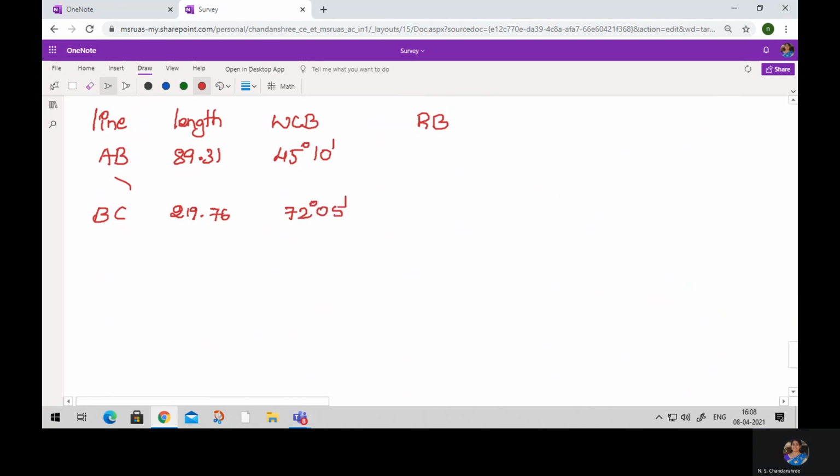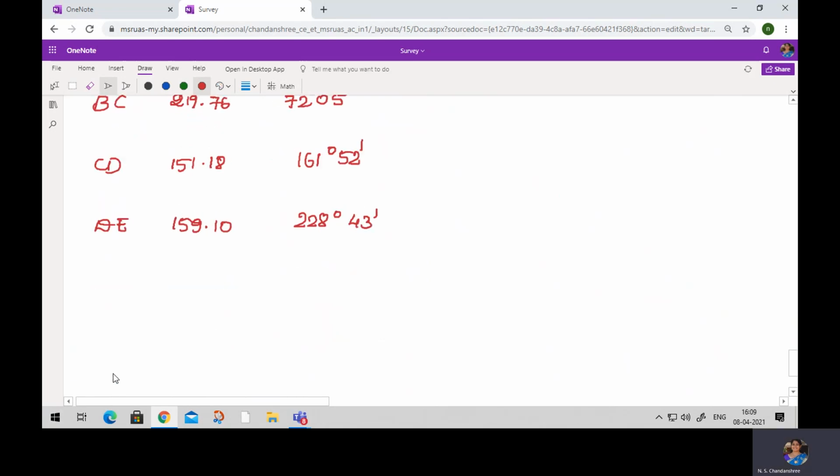Then line CD is 151.18 meters and here it is 161 degrees 52 minutes. Next line DE is equal to 159.10 meters and this is 228 degrees 43 minutes. Next is line EA.